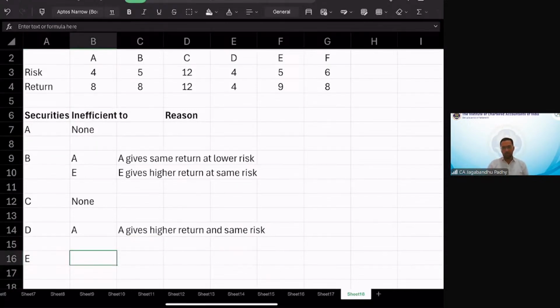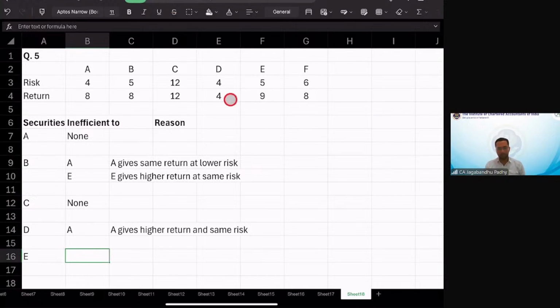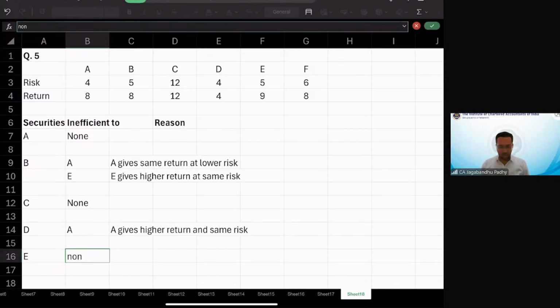Okay. Is E inefficient to any security? Is there any security which provides less than 5% risk? Yes. But is there a return more than that? No. Lesser risk is not there, same risk is there, but the return is also lower. So here we say E is inefficient to none.